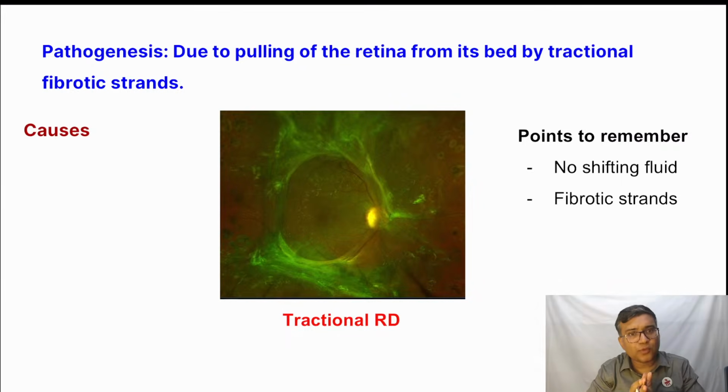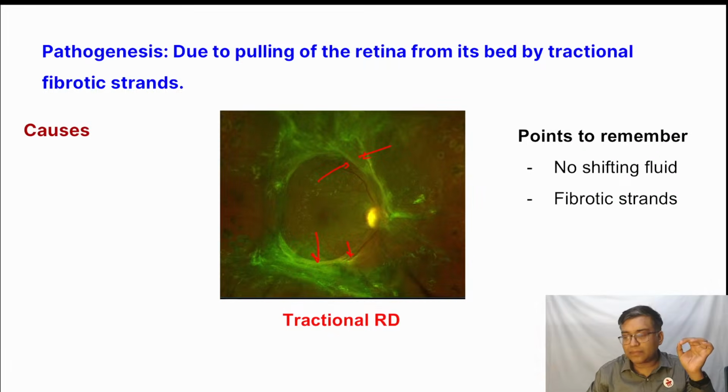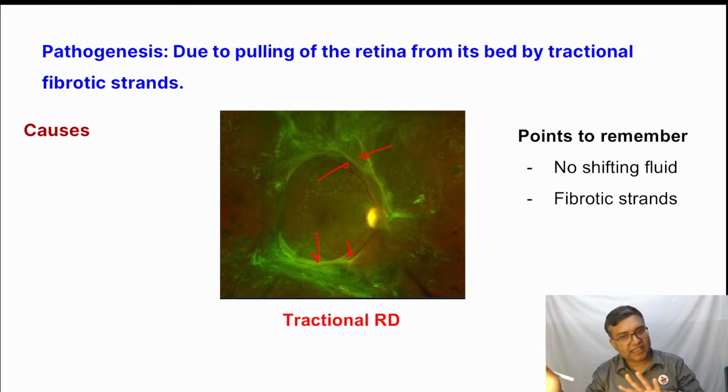Okay, let's move to the next type of retinal detachment, that is the tractional retinal detachment. As the word suggests, there are tractional forces, as you can see, fibrotic strands that are causing the pulling of the retina from its bed. This is called tractional retinal detachment. And whenever you are having a tractional retinal detachment, the most important thing to remember here is that there would be no shifting fluid, no flashes, no floaters, unlike in the patients of the rhegmatogenous retinal detachment and exudative retinal detachment. So what you would be getting is a decrease in the vision according to the places where there is a retinal detachment.